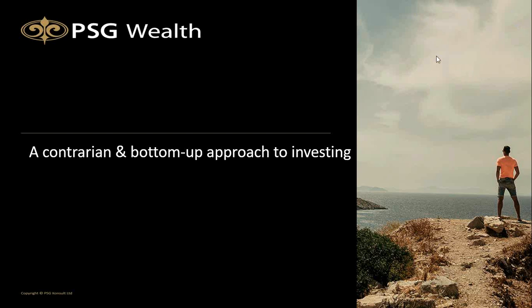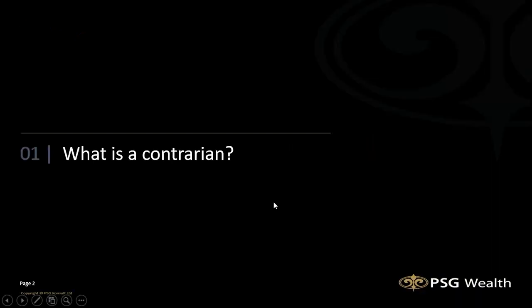Cool. So, what is a contrarian? Contrarian investing is just an investment strategy that is characterized by purchasing and selling shares that are in contrast to the prevailing market sentiment at the time. In other words, you're going against the trend, or as we would say, going against the herd.